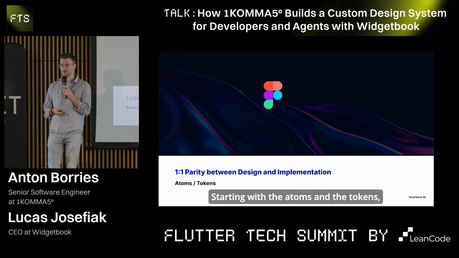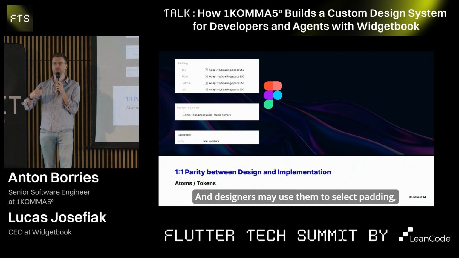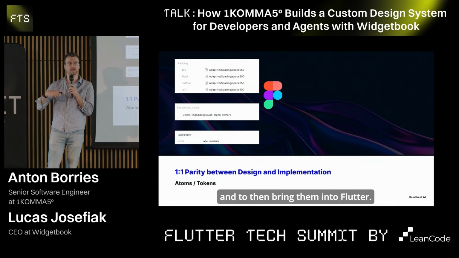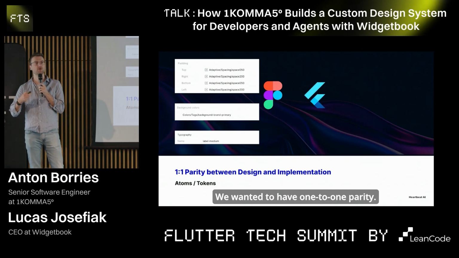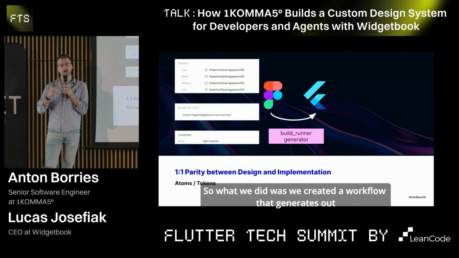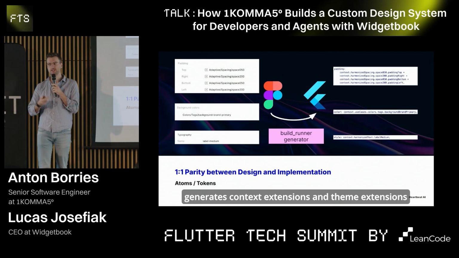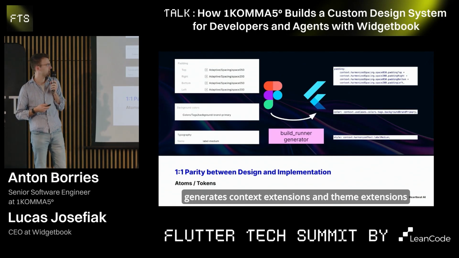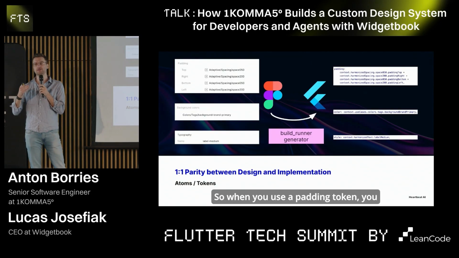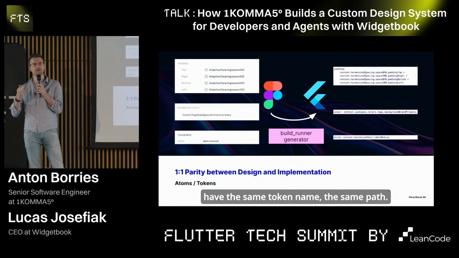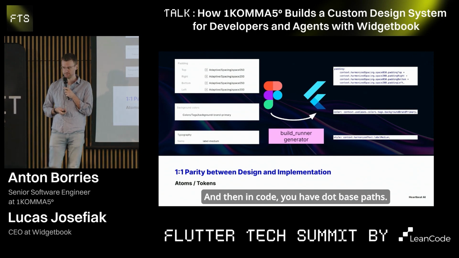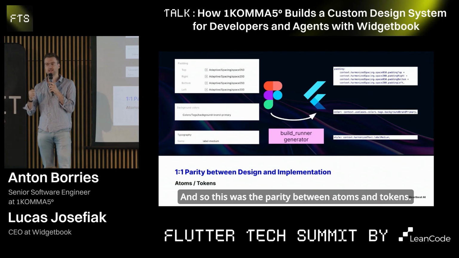Starting with these atoms and the tokens, they start out in Figma. And designers may use them to select padding, to select a color, to select typography. And to then bring them into Flutter, we wanted to have one-to-one parity. So what we did was we created a workflow that generates, out of these Figma tokens that we export, context extensions and theme extensions that developers can use with the exact same naming. So when you use a padding token, you have the same token name, the same path. It's just that in Figma, you have slash-based paths, and then in code, you have dot-based paths. And so this was the parity between atoms and tokens.